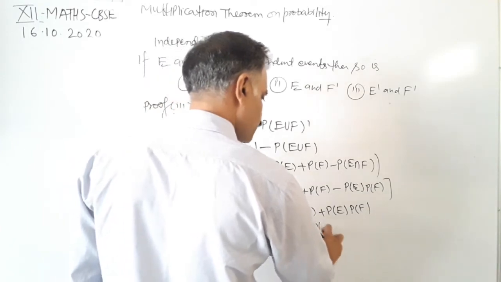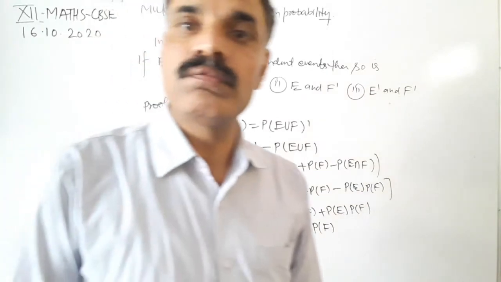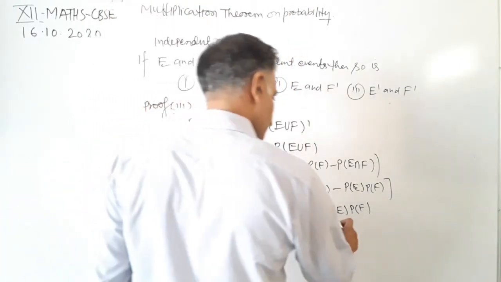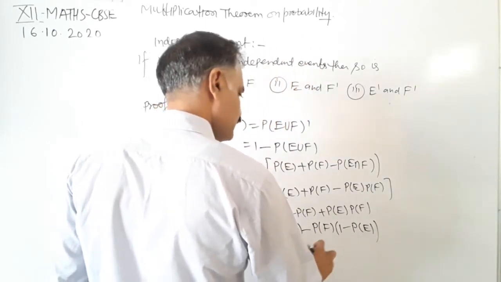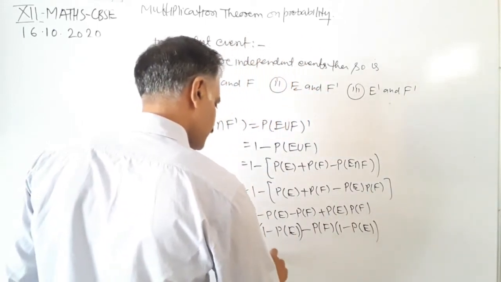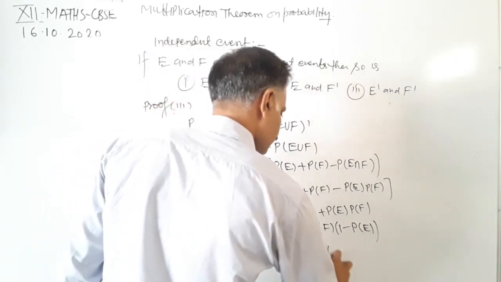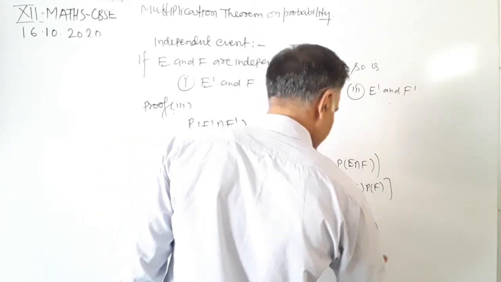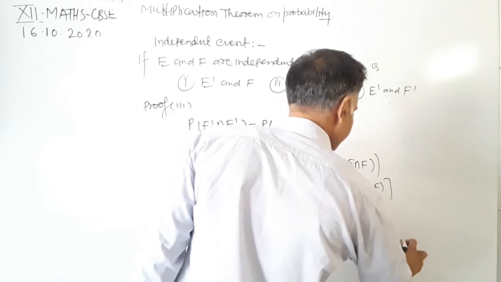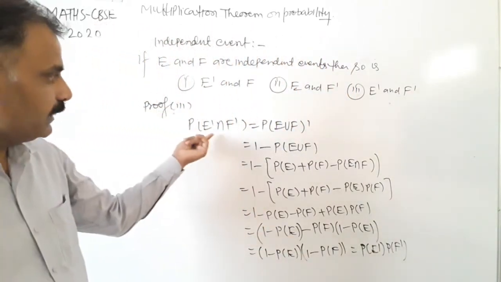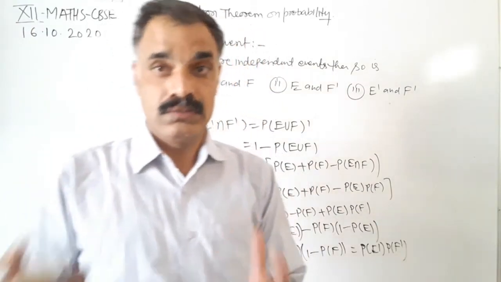Now taking PF as common from the last two terms, we will have 1 minus PE. So 1 minus PE, taking 1 minus PE as common, we will have 1 minus PF. So 1 minus PE, that is PE dash, and 1 minus PF, that is PF dash. So P(E dash intersection F dash) equals P(E dash) multiplication P(F dash).